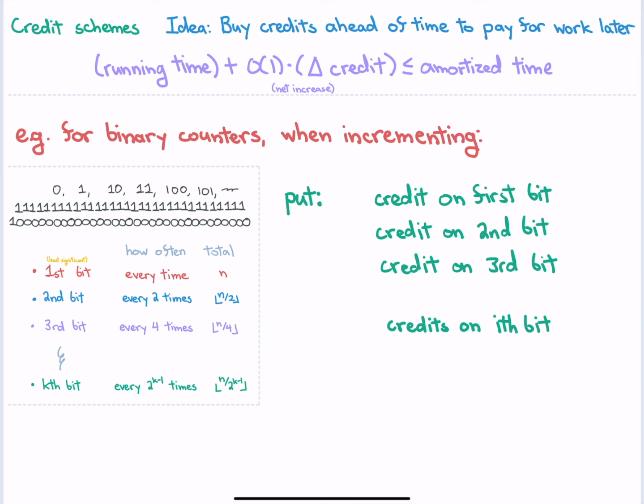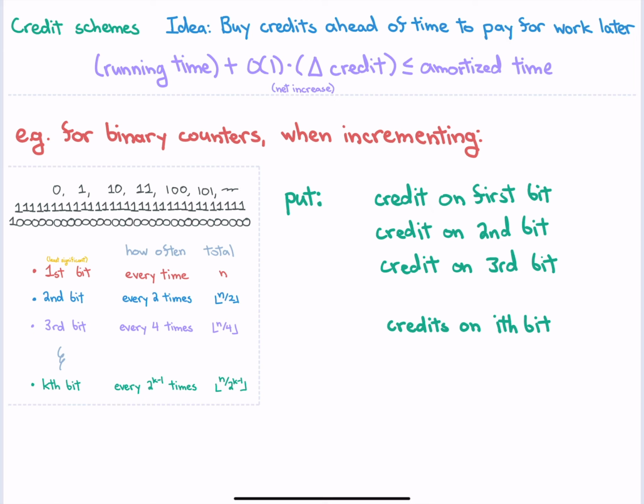We're going to try to come up with a credit scheme to help justify those cases when I have to flip lots of bits. I'm again looking at binary counters. I'm just incrementing.